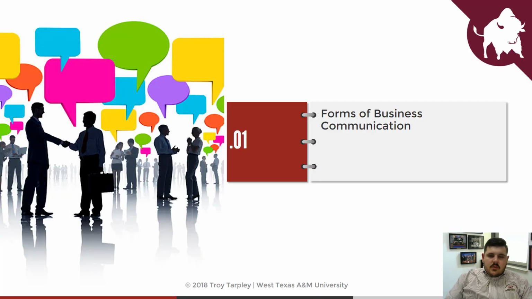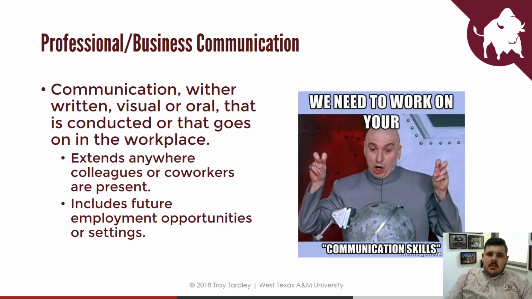So let's dive into this first section for our first objective. Let's identify the forms of business communication. There's a number of different ways to communicate: written, visual, oral, all of these things. Even when we're dealing with things face to face, we communicate with our body language.